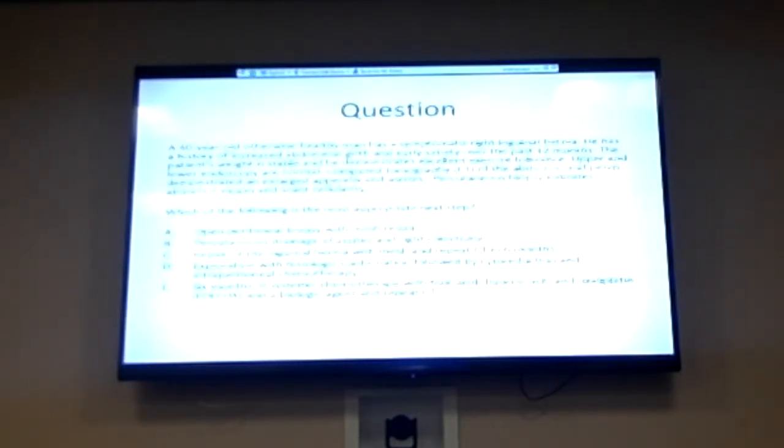Next question: a 40-year-old otherwise healthy man has a symptomatic right inguinal hernia. He has a history of increased abdominal girth and early satiety over the past 12 months. The patient's weight is stable and he demonstrates excellent exercise tolerance. Upper and lower endoscopies are normal. CT of the abdomen and pelvis demonstrated a large appendix and ascites. Percutaneous biopsies indicate abundant mucin and scant cellularity. Which of the following is the most appropriate next step?